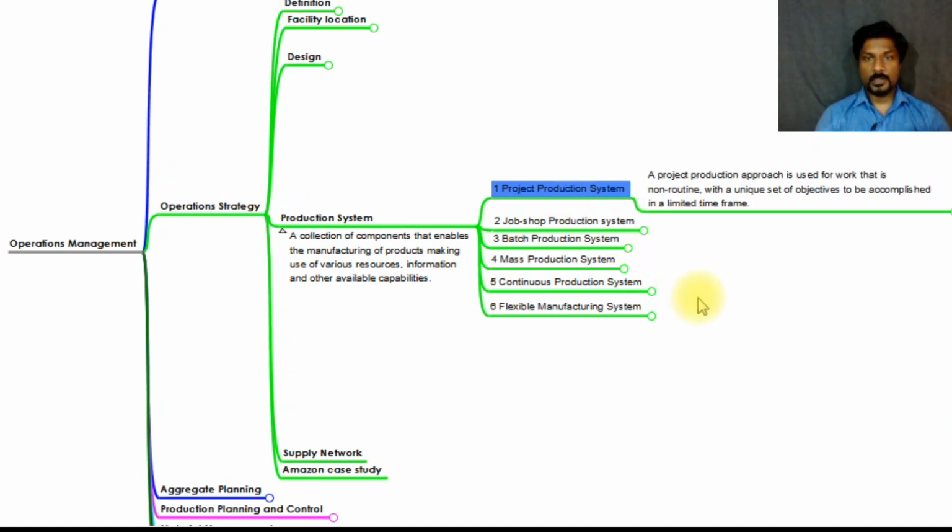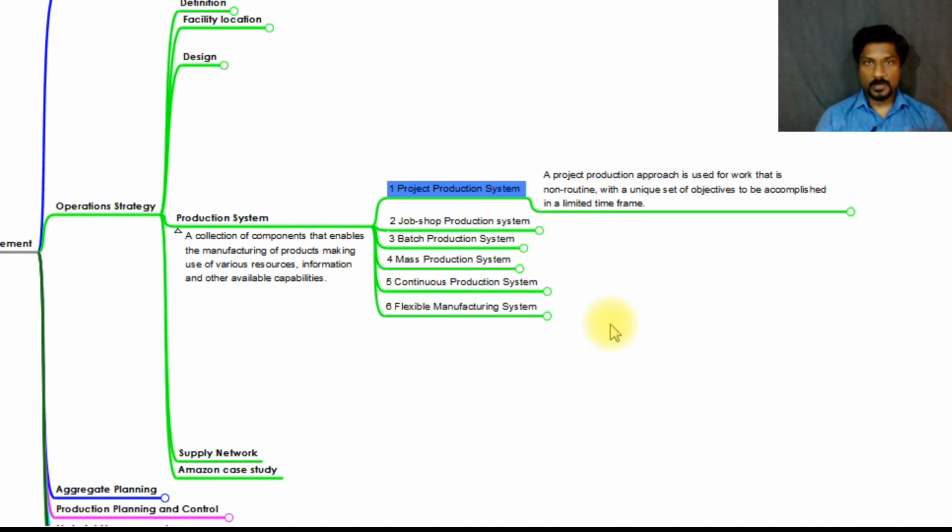If you have a production requirement where you need to make something very unique, one of its kind, and you have a limited time frame, and you need a lot of different variety of resources to make that, then a project production system is a perfect way of doing that. A known routine, known repeatable, one of its kind of production can be done with the help of a project production system.